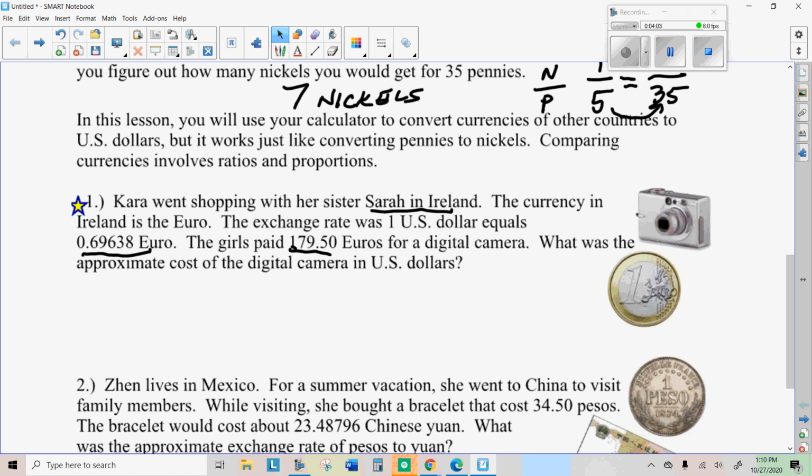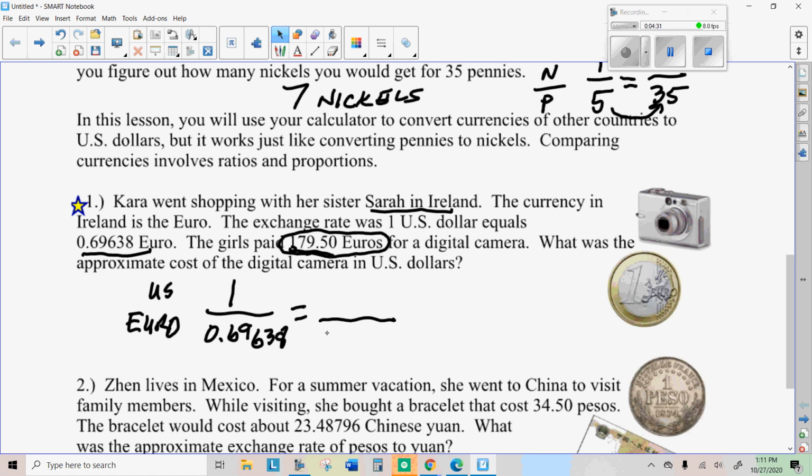We paid 159.50 euros for a digital camera. What was the cost in US dollars? So let's write our ratio like this. Remember this is US on top, euros on bottom. So that's 0.069638 equals, now this is in euros here, so we want to put that on the bottom with the euros, 179.50. And then up here we're going to get the US dollars. I'll use D for dollars.